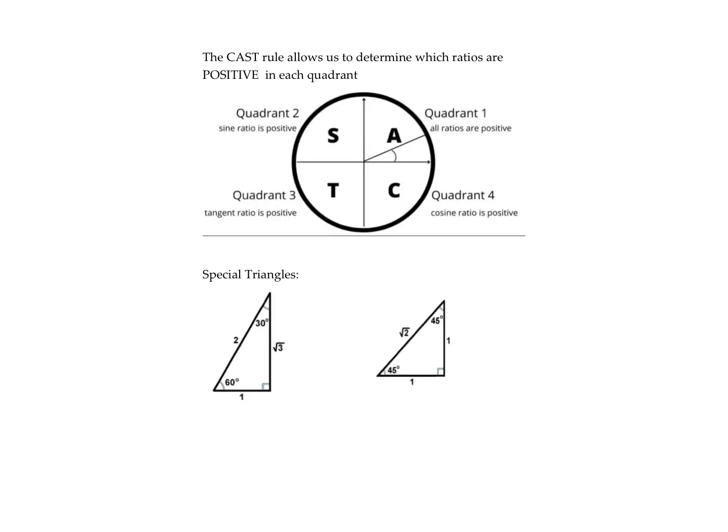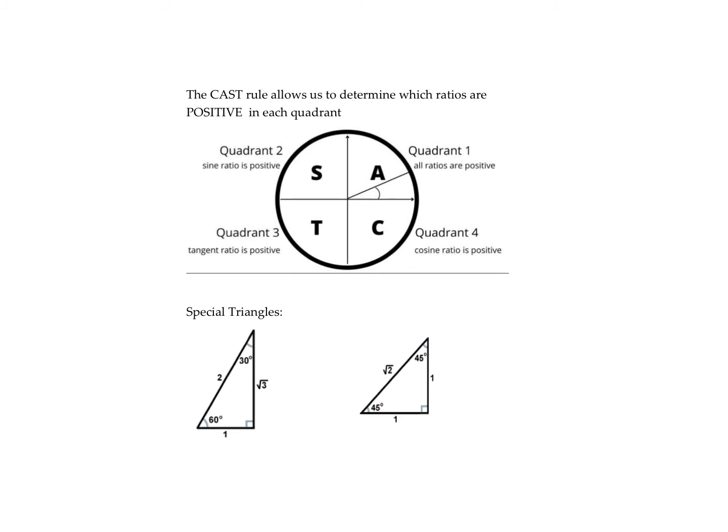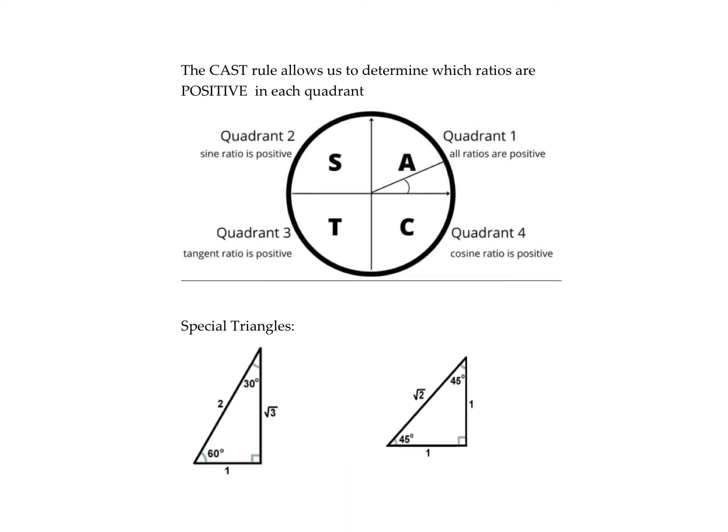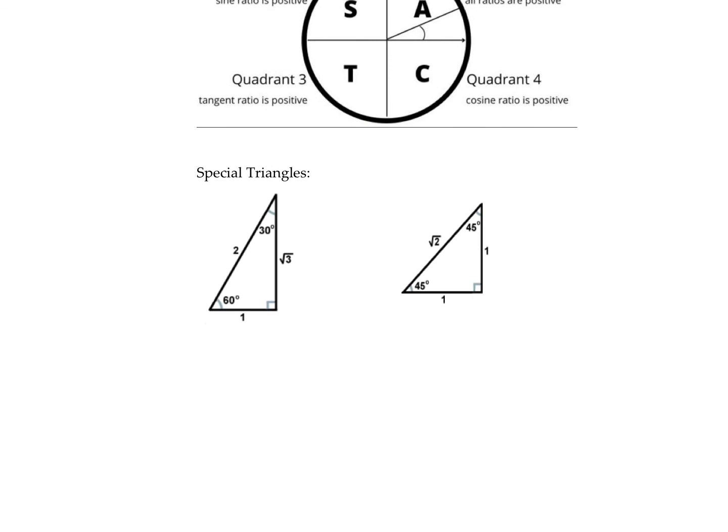So this is summarized here. The CAST rule allows us to determine which ratios are positive in each quadrant. So in quadrant 1, all; quadrant 2, only sine; quadrant 3, only tan; and quadrant 4, only cosine. The other piece of information that we are going to be using are what are called special triangles. And special triangles give us exact values for a 30-degree angle, a 60-degree angle, and a 45-degree angle. These are the most commonly used angles. So we have these ratios of the measurements of the sides.